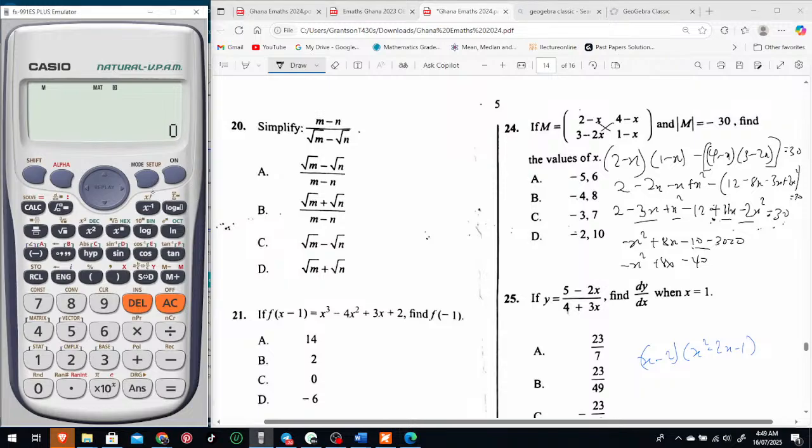So mode... 5, 3, negative 1, 8, negative 40. Hey, my values are wrong.